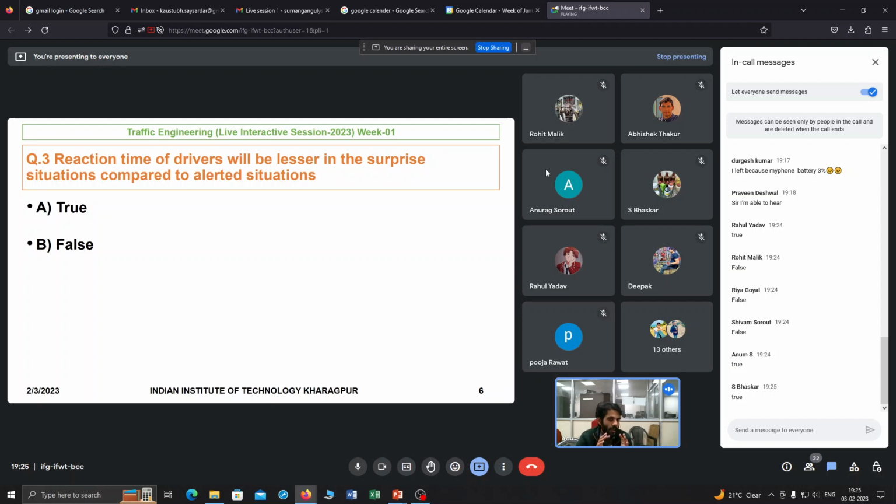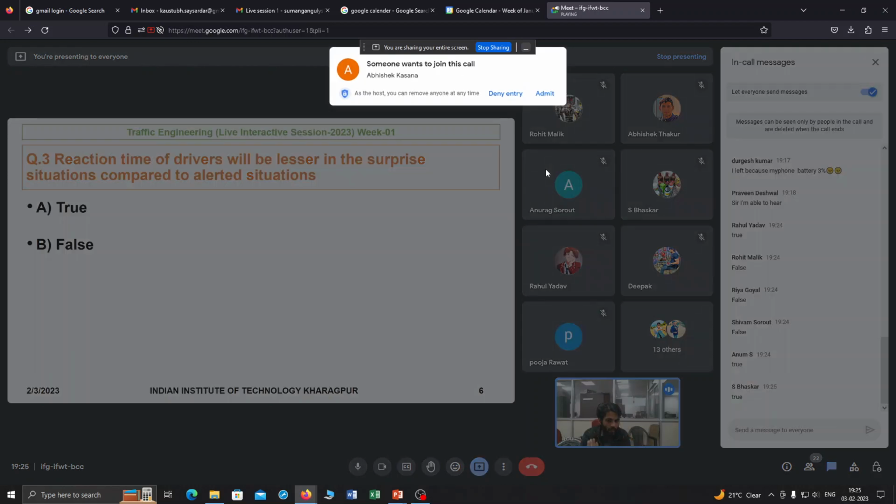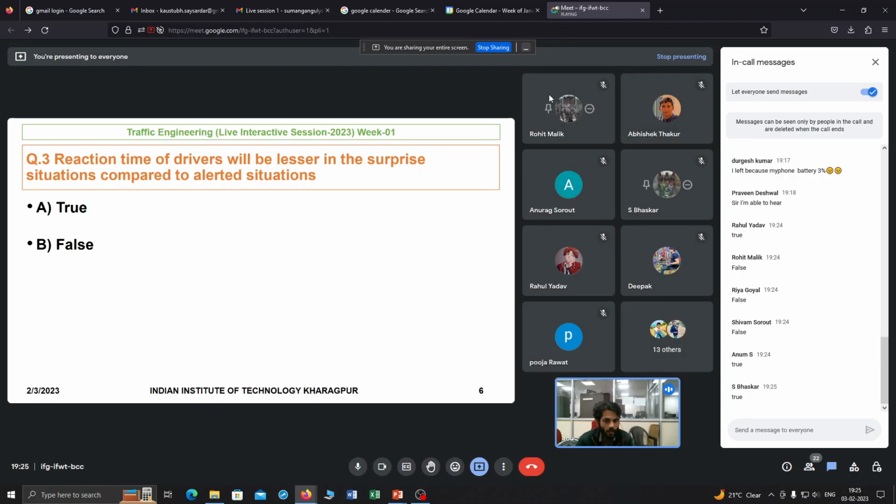So it will take more time for you to react because you are not expecting that, but you have to react because something happened. So your brain will perceive it, then it will decide how to do it. So it will take some time, right? So it will be more.